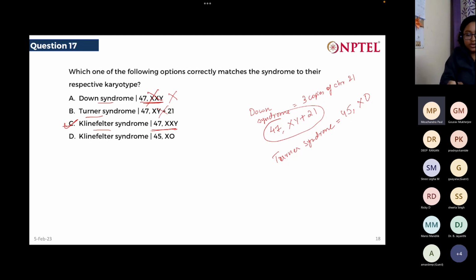And this is obviously not the correct answer. So among these four, this is the correct answer, where the Klinefelter syndrome person will have one extra copy of the sex chromosome, either X or Y.